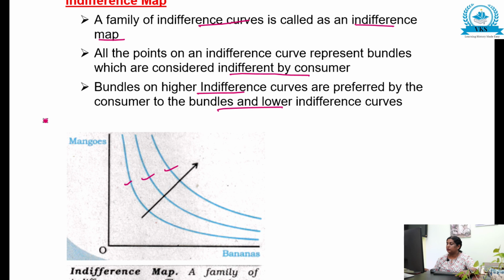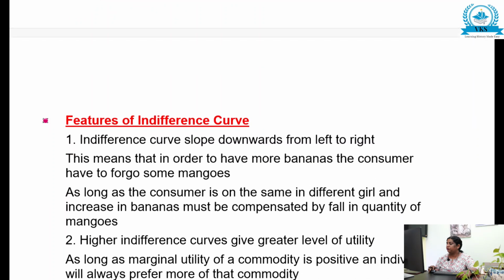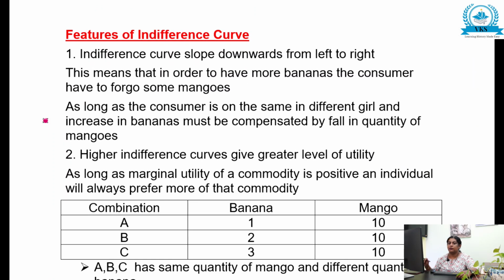So here if you see, this is the first indifference curve, this is the second and this is the third. The third one is preferred by the consumer because the higher the indifference curve, the more the level of utility or satisfaction. So people will prefer the higher indifference curve more than the lower indifference curve. So let us see about the features of indifference curve.